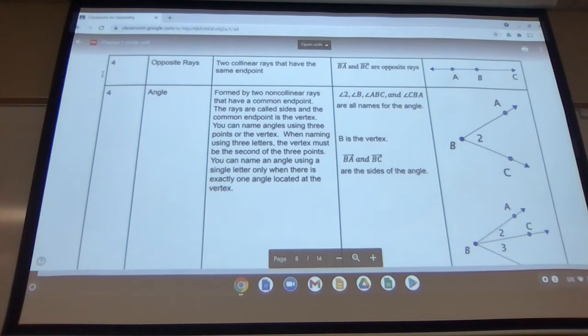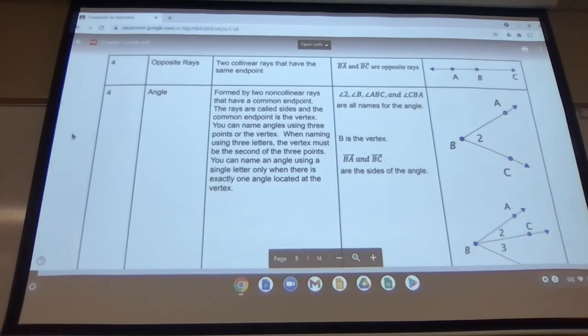Opposite rays, we'll run into that a little bit. We don't use that a ton, but every once in a while you see that one. Any questions with opposite rays? Yep. Opposite rays and a line are the same thing. So yes, you could call it a line, you could call it opposite rays, that's the same thing. So you would be correct either way.